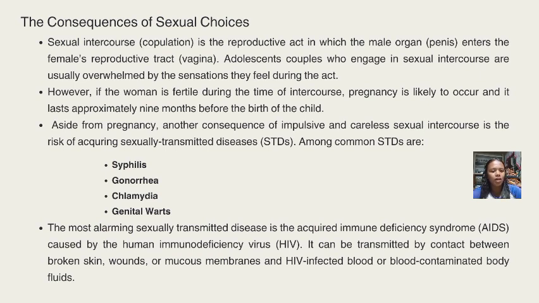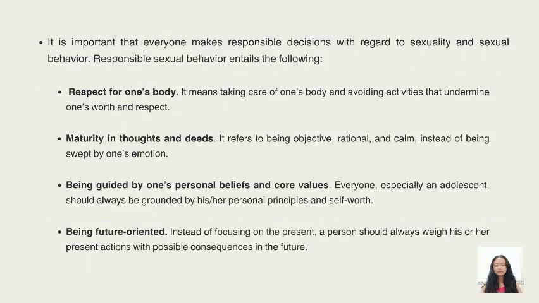Aside from pregnancy, another consequence of impulsive, careless sexual intercourse is the risk of acquiring sexually transmitted diseases, STDs. Among common STDs are syphilis, gonorrhea, chlamydia, and genital warts. The most alarming sexually transmitted disease is the acquired immune deficiency syndrome, AIDS. It's caused by the human immunodeficiency virus, HIV. It can be transmitted by contact between broken skin, wounds, or mucous membranes and HIV-infected blood or blood-contaminated body fluids. It is important that everyone makes responsible decisions with regard to their sexuality and sexual behavior.